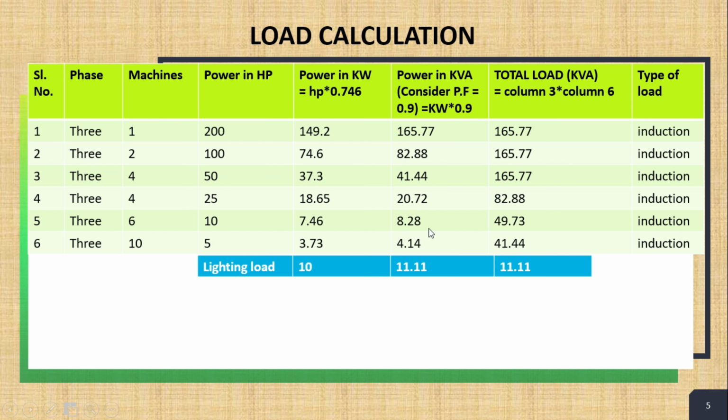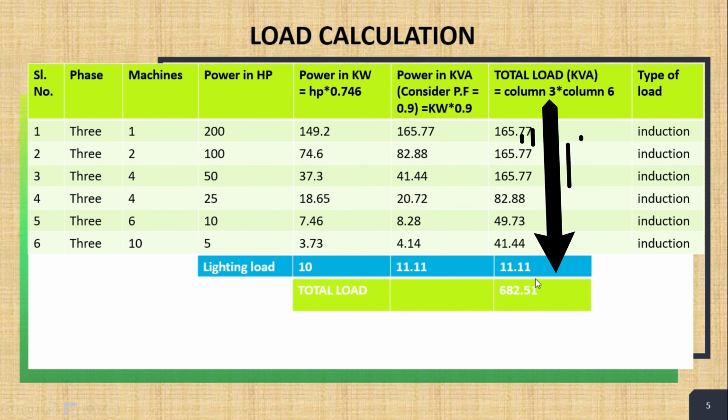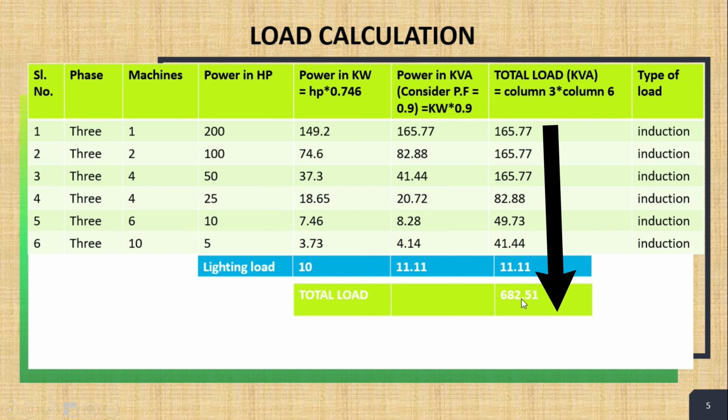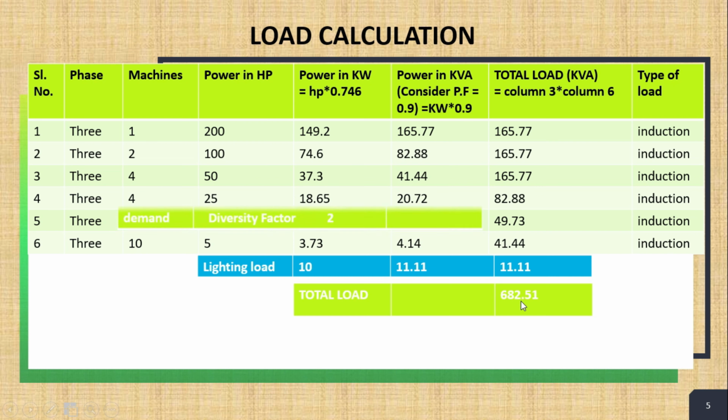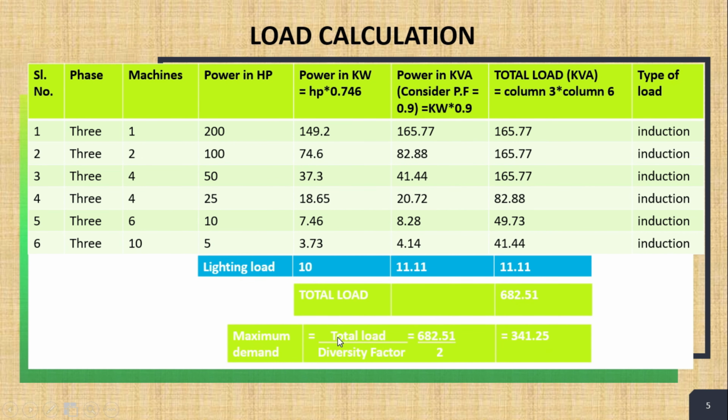Here, if you sum up the loads in column number 7, including the lighting load, you will get the total connected load as 682.51 kVA. The next step is to find out the maximum demand. The equation is total connected load divided by diversity factor. Now, here arises a question.